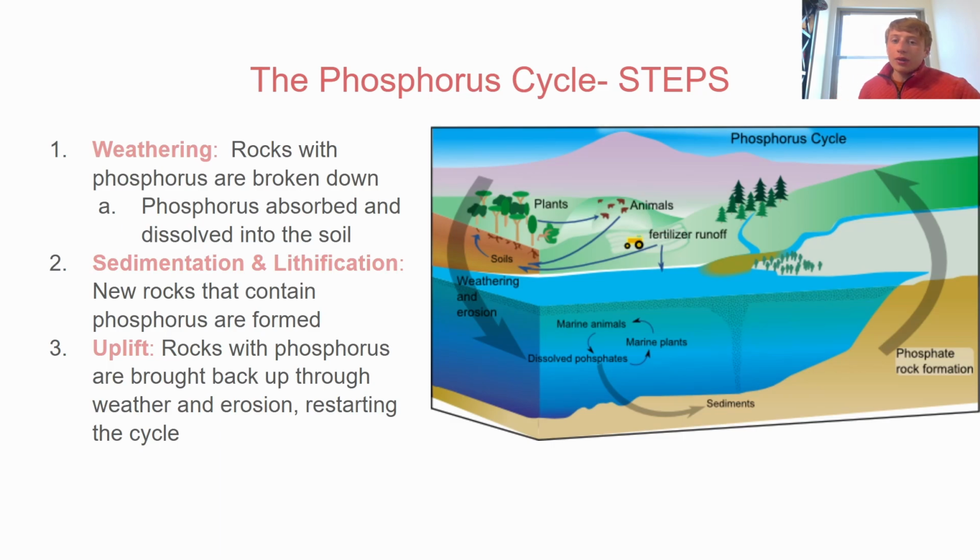And the next step is going to be sedimentation and lithification. This is the process in which the phosphorus that is dissolved is put into new rocks. So new rocks that are created might contain some of that phosphorus that was just dissolved.